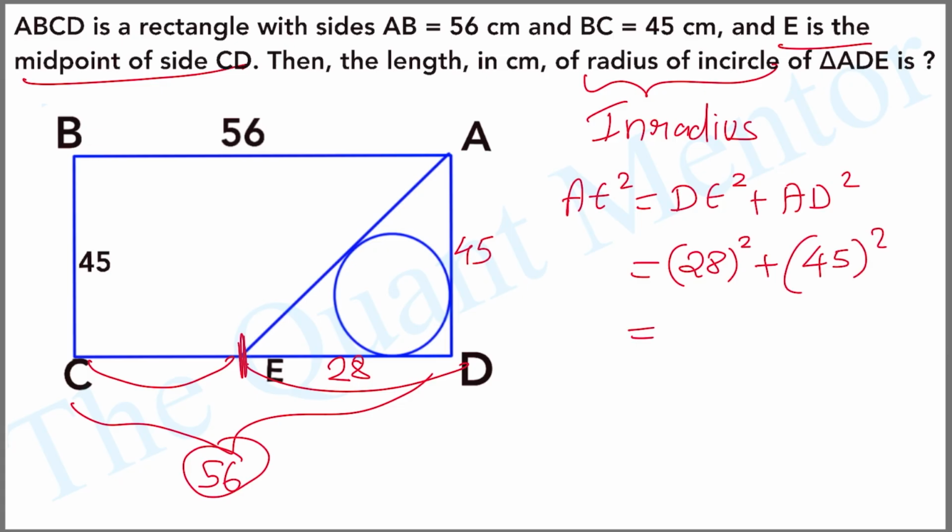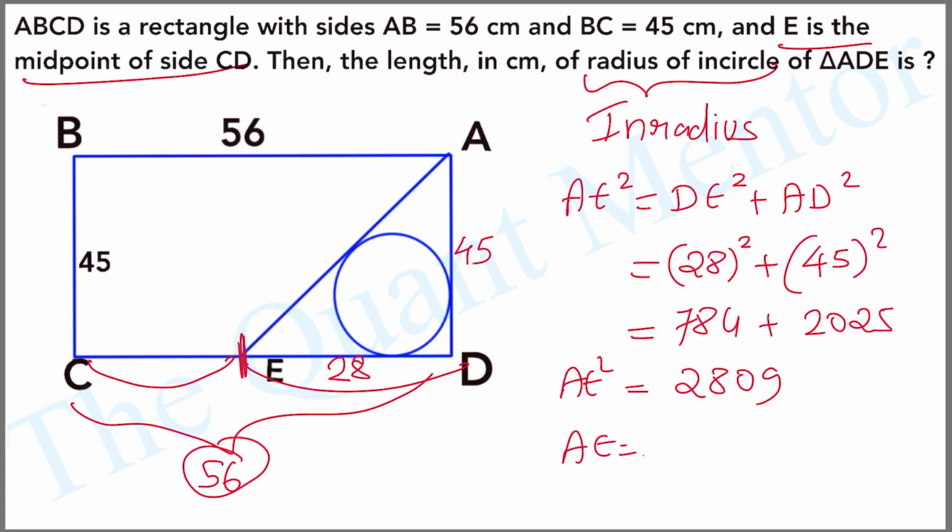So AD square is 45 square. 28 square is 784 and 45 square is 2025. Their sum would be 2809. So AE square is 2809. AE will be the square root of 2809, which is 53. So that's how we find the length of the hypotenuse AE for the right angle triangle, 53.